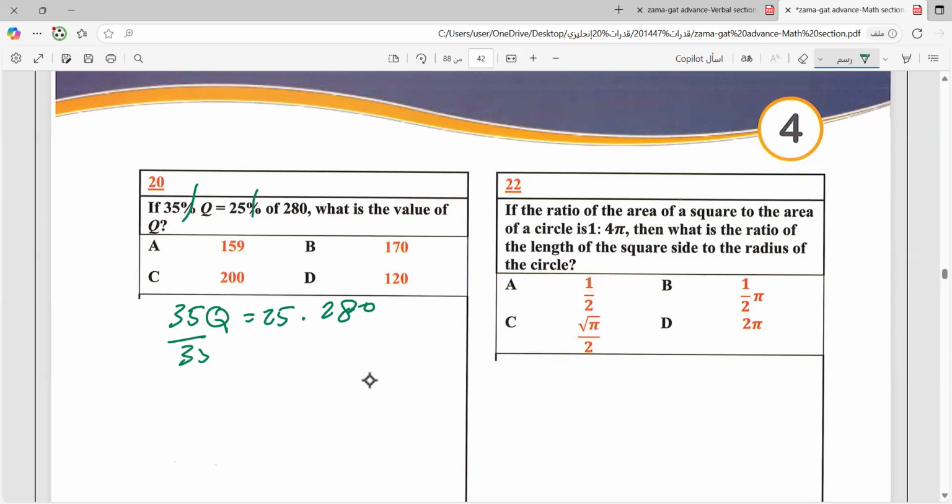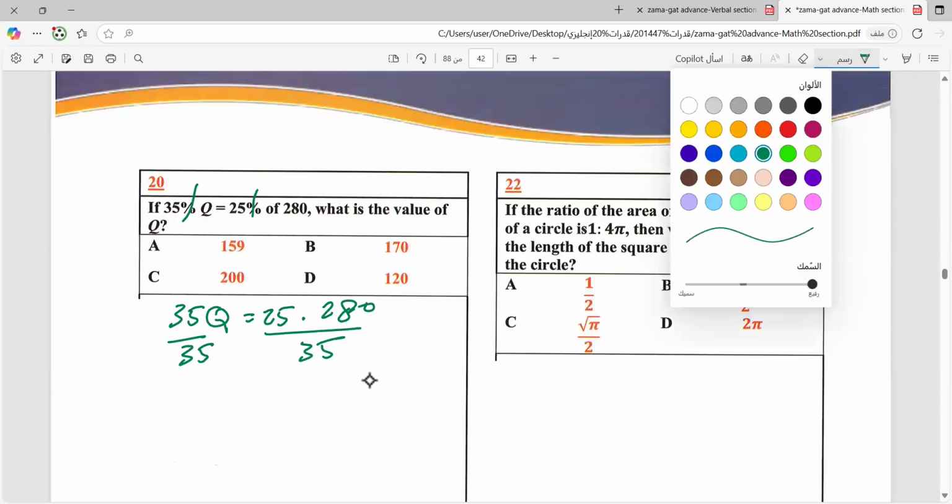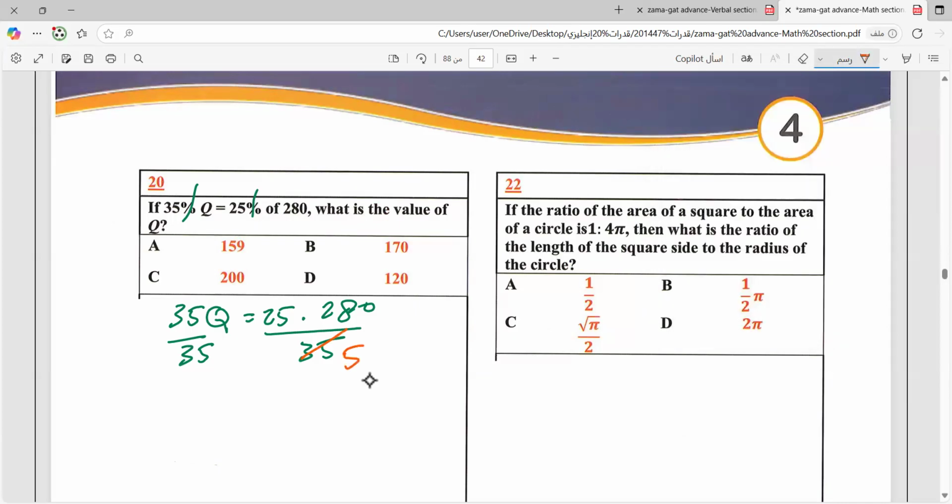Then you divide by 35. You simplify. Divided by 7 is 5. By 7 is 40. By 5 is 1. By 5 is 5. So 5 times 40 is 200. So the answer is 200. Clear? Yes.